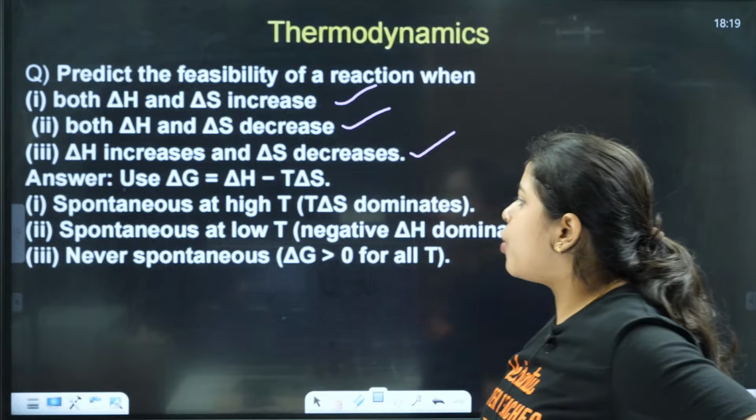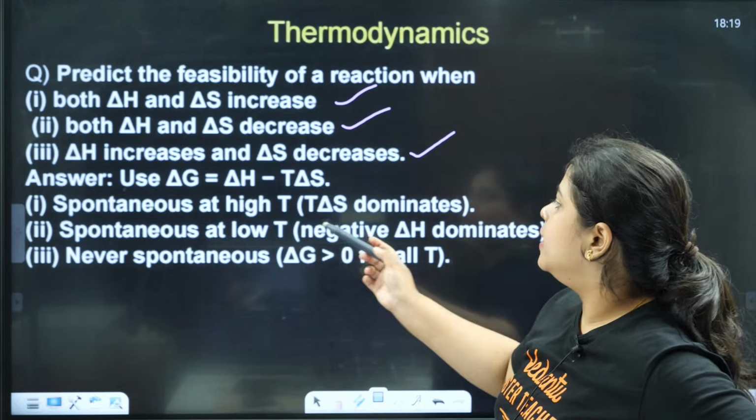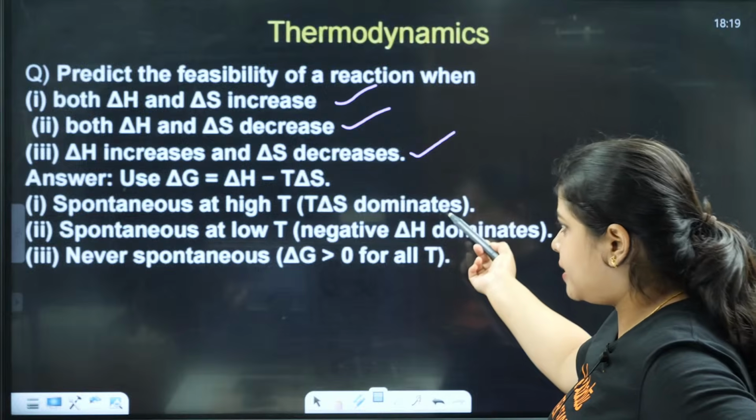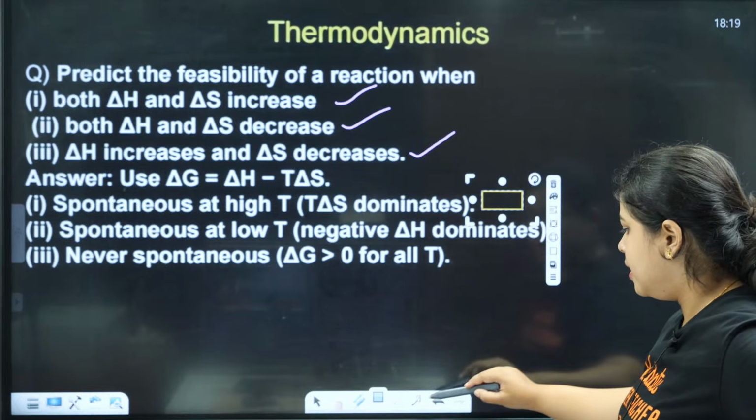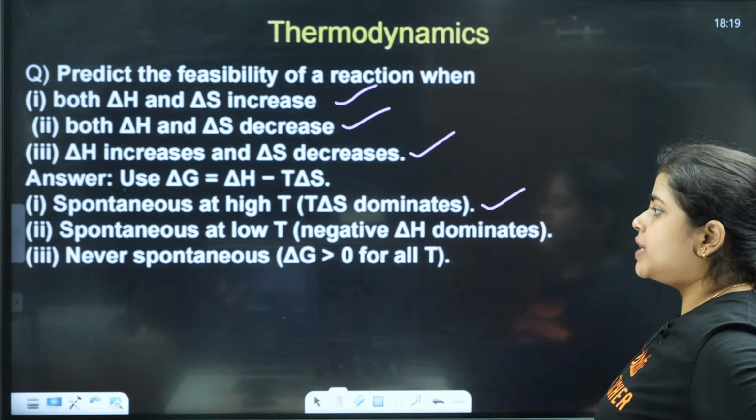You can check. Spontaneous at high T, that is, T delta S dominates. T delta S is dominating. Okay. Second one is what?